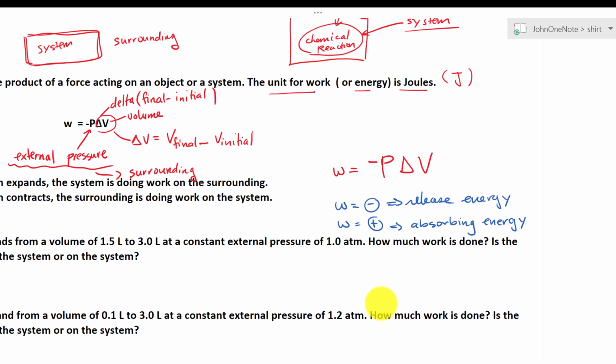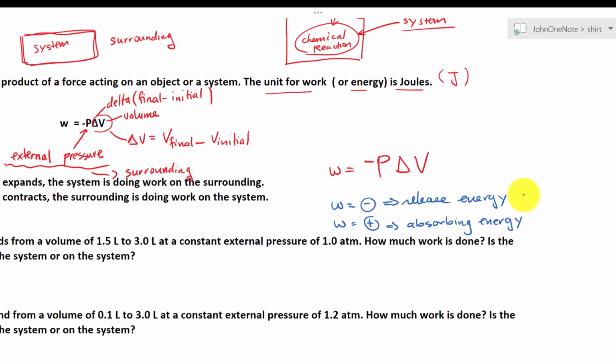Well, if it's releasing energy, where is it going to release to? It's going to release energy to the surrounding. And if it's absorbing energy, it's going to absorb energy from the surrounding. Now, how are we going to be able to have a negative work? The only way that's possible is when you have a positive change in V.